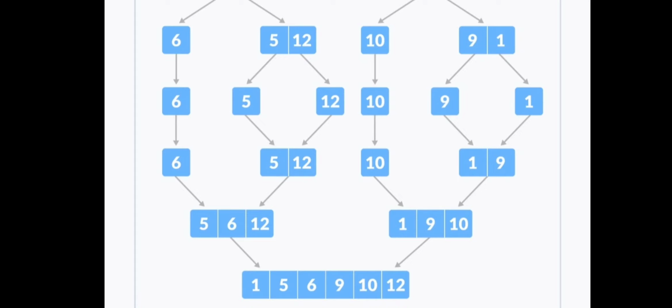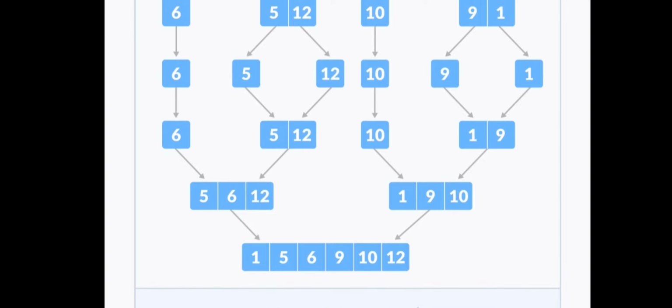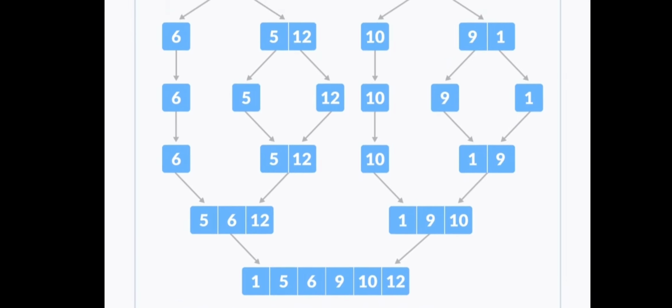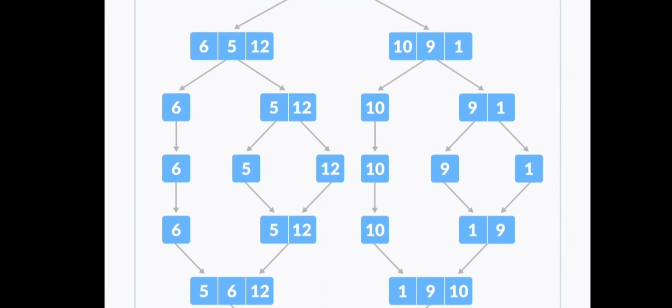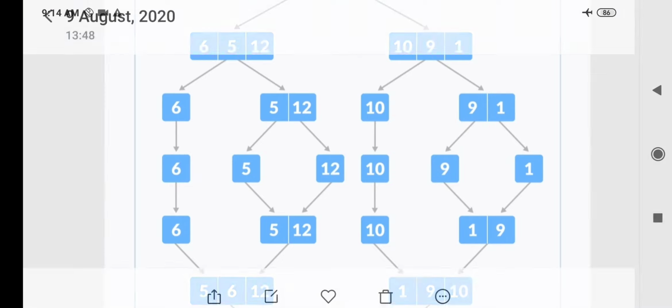Now again we can combine 6 and 5, 12. Next 5, 6, 12. Next 1, 9, 10. Then combine these two arrays: 1, 5, 6, 9, 10, 12. So this is the process of sorting the elements by using merge sort. Okay, one more time, it follows the divide and conquer strategy. Divide the problem into subproblems, solve the subproblems, and combine the solutions of the subproblems. We can get the solution to the original problem, right?